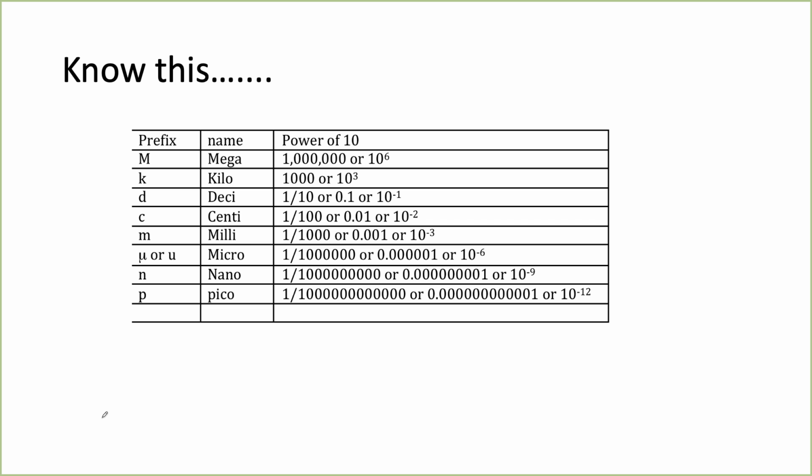And you need to know this table where M is mega, K is kilo, deci, centi, deca is not used so much. We use it to define liters, but honestly, we don't use deci that much. Milli, micro, nano, and pico. Those are the most common metric prefixes.